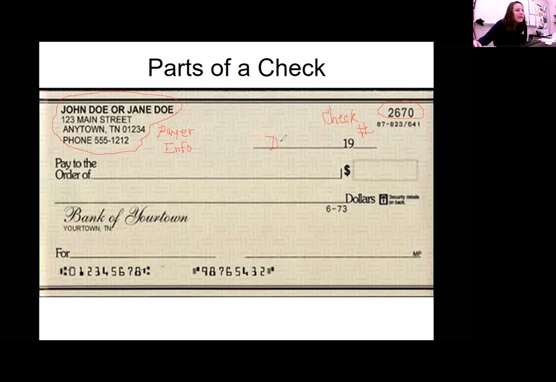This right here is the date. You just actually write out the date. Of course, this is a little old, so that would be 2021. All right, this line right here is going to be who you're writing the check to. So we're going to go shopping at Walmart. This is called the payee. Payee.